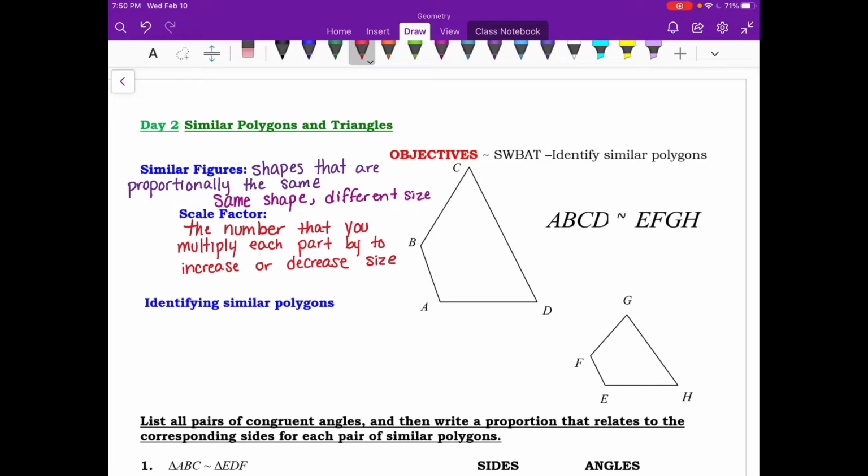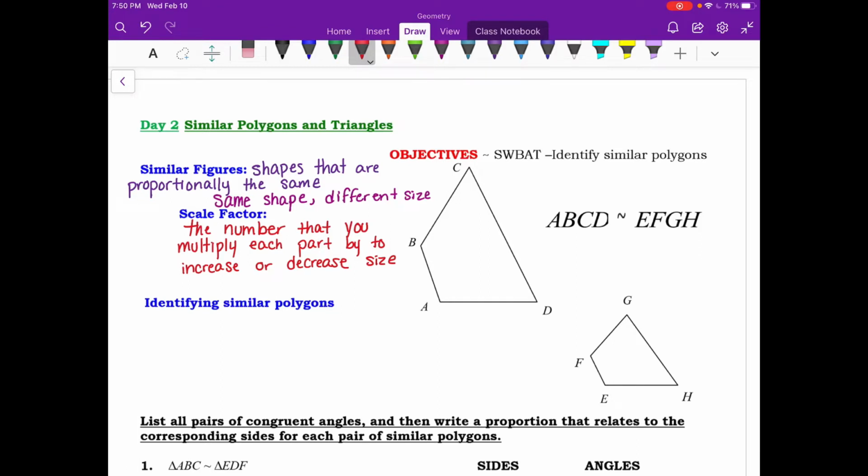To start off, we've got a definition for similar figures. So these are shapes that are proportionally the same. Essentially they're the same shape, but they're different sizes. The scale factor is the number that you would multiply each part by to increase or decrease in size.